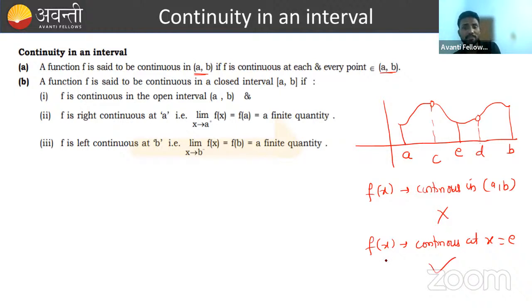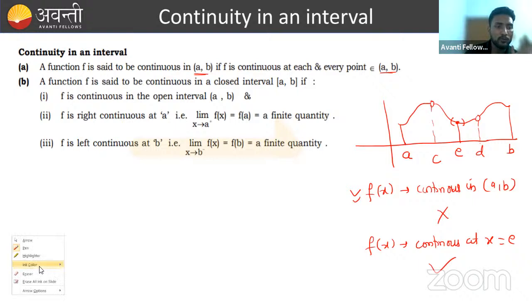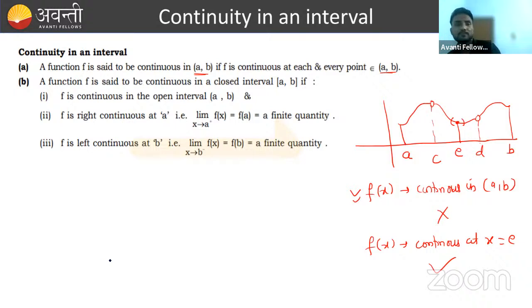Because in this case we are talking about continuity at a point, and in the other case we are talking about continuity in an interval. So in an interval, we have to consider each and every point between A and B. But in the second case, we are only talking about E. So at E, we will check the left hand side and right hand side and f of E. So yes, this is continuous, right? So now I hope you have understood the meaning of continuity in an interval or at a point.